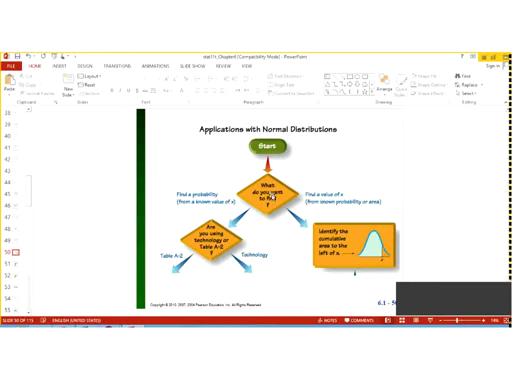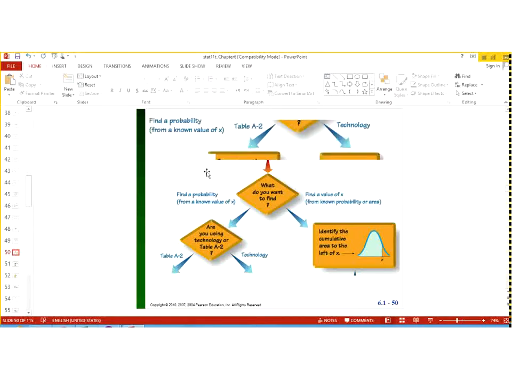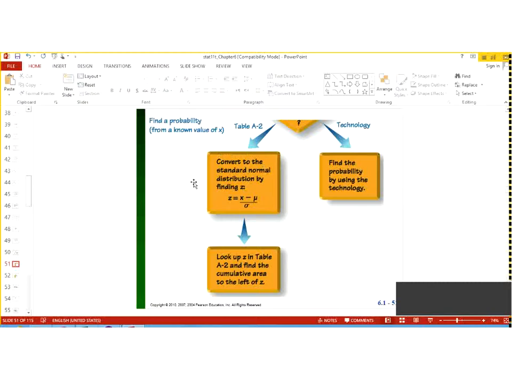So here is the application with normal distribution. First, you have to focus on what you want to find: the probability, or the value of x. If you want to find the probability, you have to check whether you are using technology or Table A2.